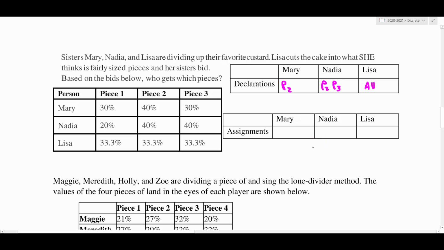Okay, so I like to start with the pickiest person first, right? So Mary's the most picky. She's only okay with one piece of this cake, and that's going to be piece 2. So I'm just going to go ahead and give her piece 2.